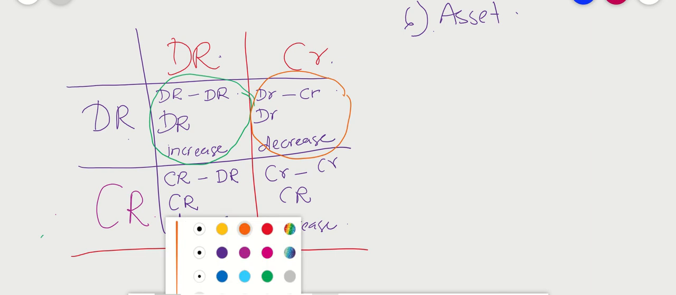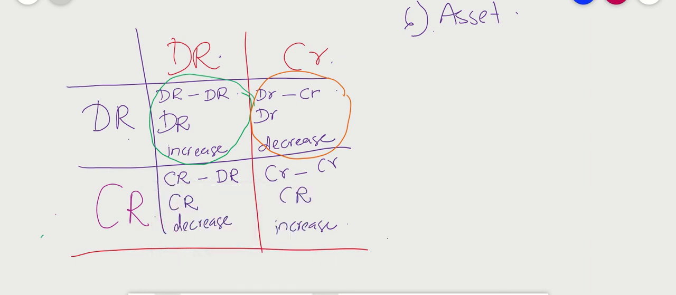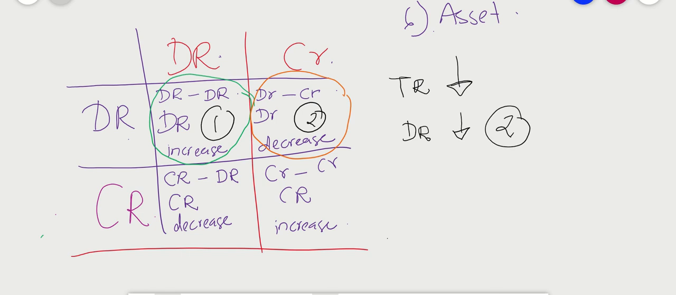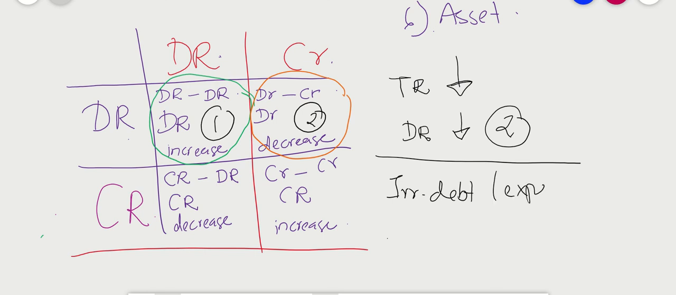Right. Now let's take a simple example. When there is irrecoverable debt, you need to reduce your trade receivable. Let me number this number 1 and number 2. Trade receivables have a debit balance and you want to reduce it. Therefore, you will apply rule number 2. Next one, irrecoverable debt. Irrecoverable debt is an expense account. When there is an increase in irrecoverable debt, you increase it. And this applies debit and a debit to increase, which is rule number 1.